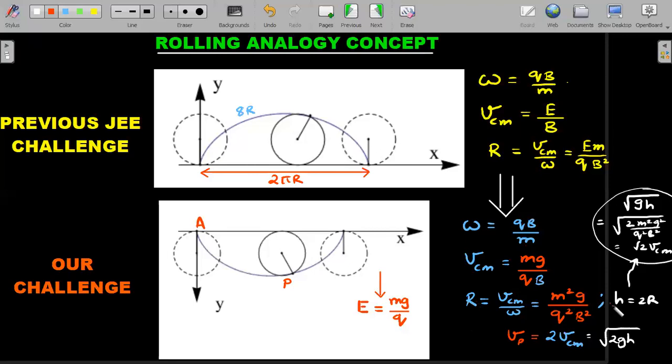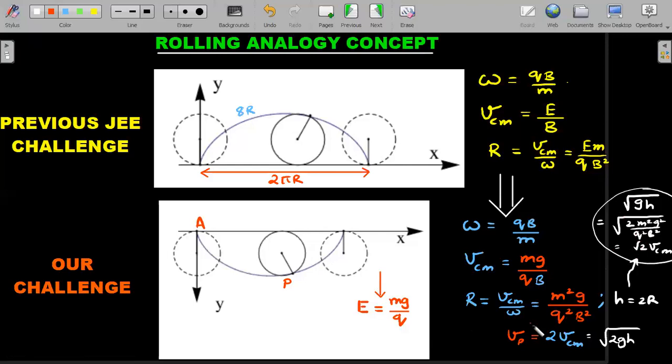Since h is nothing but 2r, you can substitute the value in a quantity called root gh. Why am I doing root gh? Because in the options there are quantities like root 2 gh, root gh. So it's better if I can estimate the value of root gh. I just substituted the value of h, which is 2r, right? I'll substitute the value of 2r into this, and I ended up getting that this is equivalent to root 2 of the VCM value.